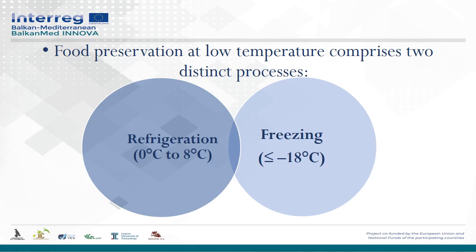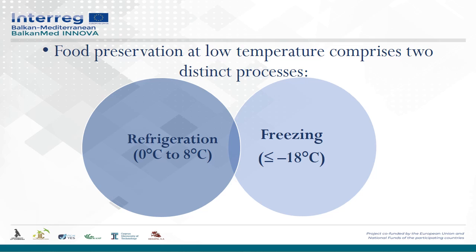If we want to preserve food products at low temperature, of course, we have to mention refrigeration and freezing. These are methods that use low temperatures for preserving foods, but the grade of the temperature that they use are different. For example, refrigeration usually uses temperatures between 0 and 8 degrees, although temperatures between 1 to 4 degrees are considered safe refrigeration temperatures for preserving food.